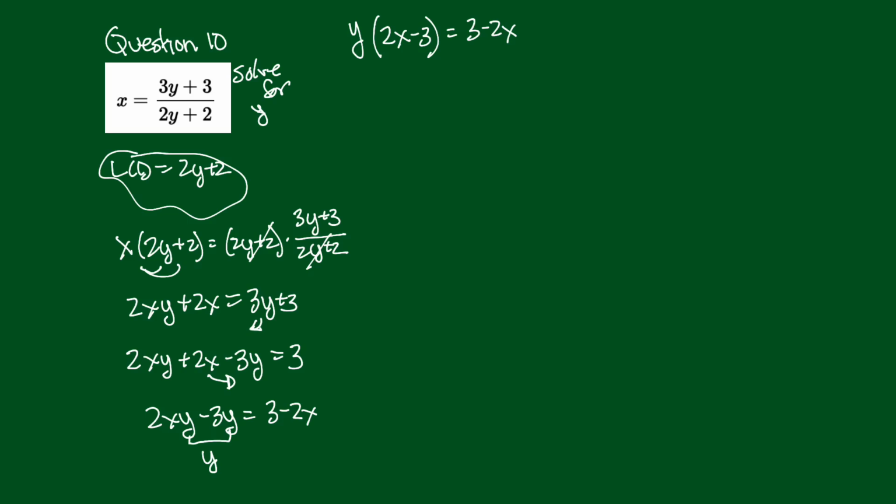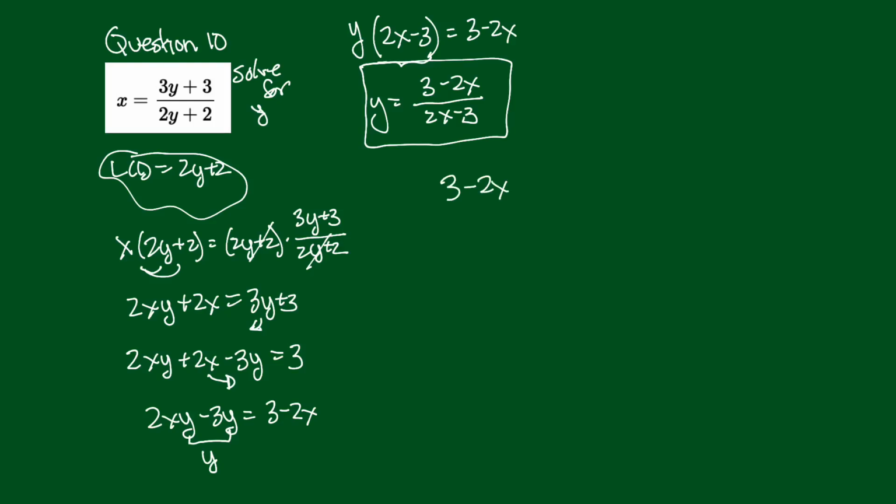Okay, let's see about that. All right, so I'm going to divide by that. So I'm going to get y is equal to 3 minus 2x over 2x minus 3. And we'll leave the answer just like that. But there is something you might do.